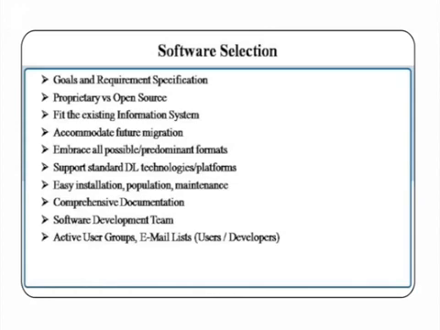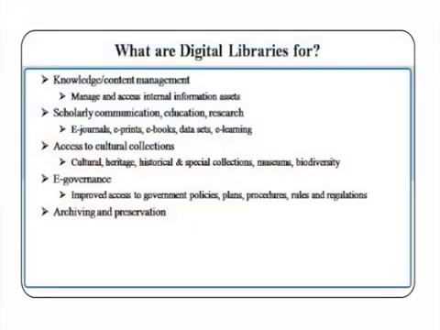So these are some of the parameters to be checked before selecting any software for a digital library. And what does a digital library stand for? It stands for knowledge or content management, KM or CM, to manage and access internal information assets, such as annual reports, your own magazines, teaching materials, syllabus, previous question papers, and scholarly communication, education, and research.